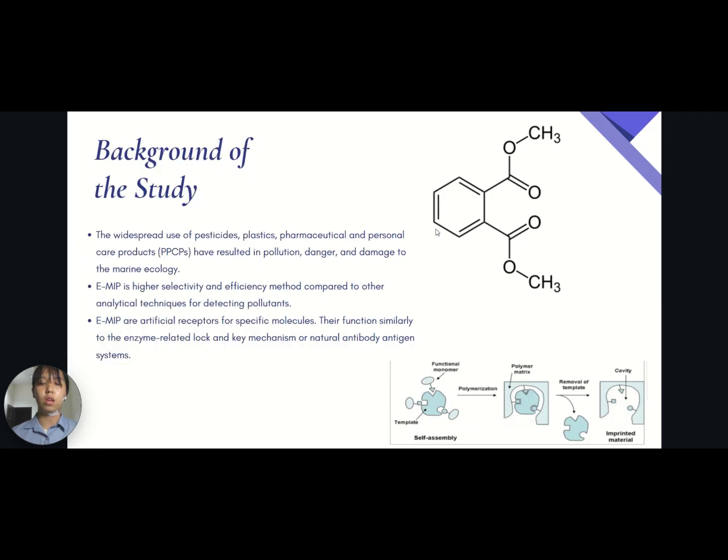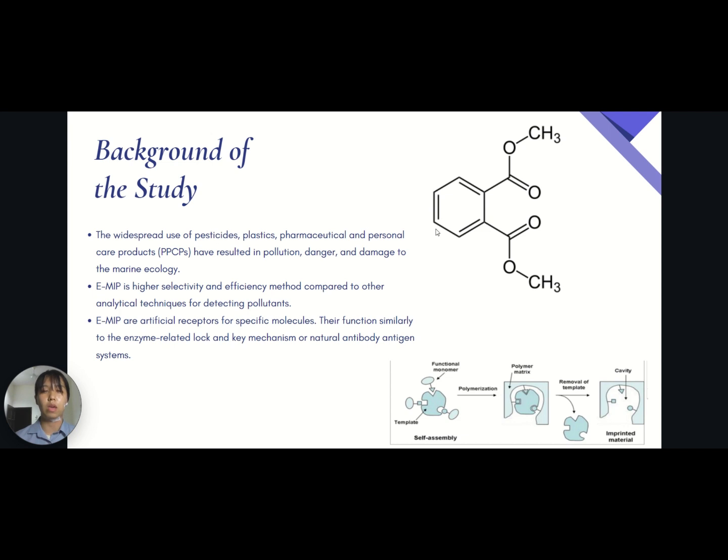Background study. Dimethyl phthalate is widely used as a fertilizer, insecticide, pesticide, and in other applications. However, it causes pollution to the environment and has bad implications for human health. Therefore, we have some sensing methods for dimethyl phthalate. We have HPLC, GC, and also MS, but they are pricey and time-consuming.